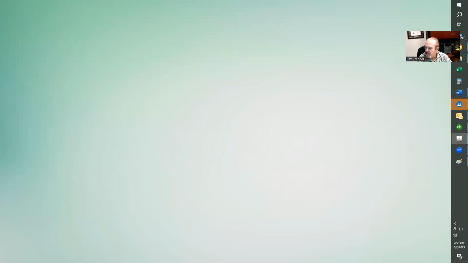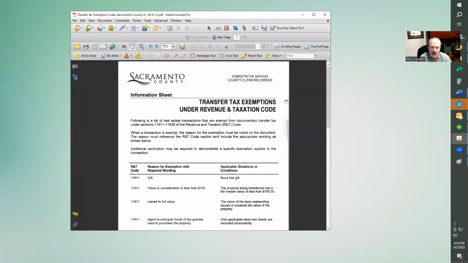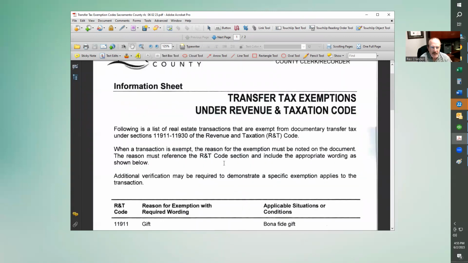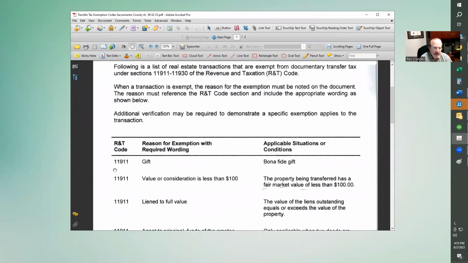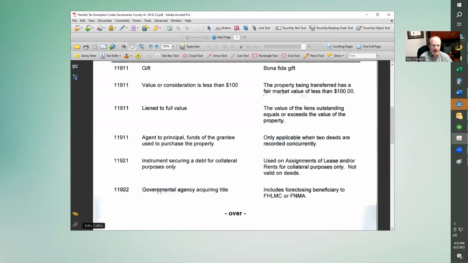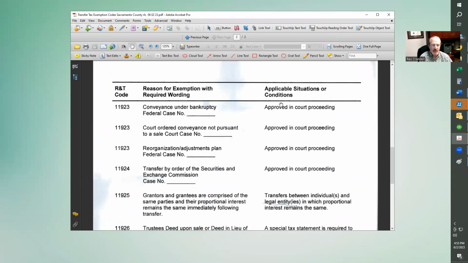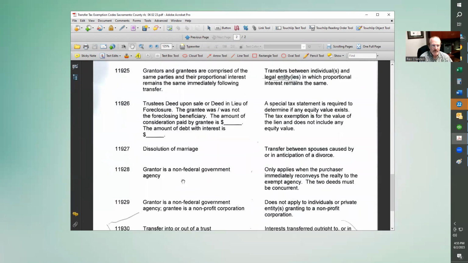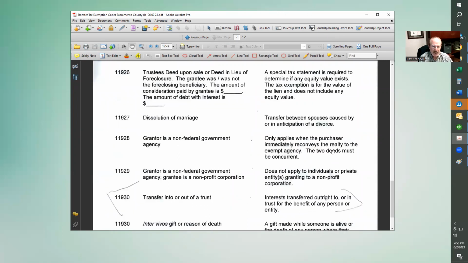And this other one I got from Sacramento County is a little bit easier to read because of its formatting. And whoa, okay. So these are the code sections. You say you're not going to pay any transfer tax. Why? Because of code section 11911. It's a gift. Fine. Or you transfer between spouses is another one that is an exemption. Transfer between spouses is exempt from the transfer tax.